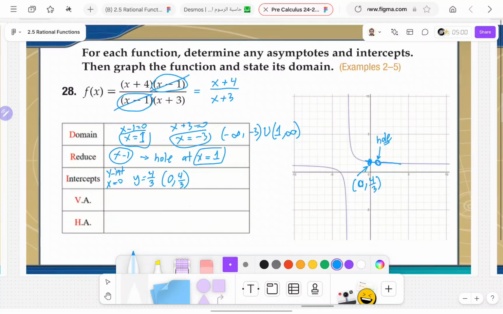Now, how about the x-intercept? To find the x-intercept, and let me change the color, let's set y equal to 0.